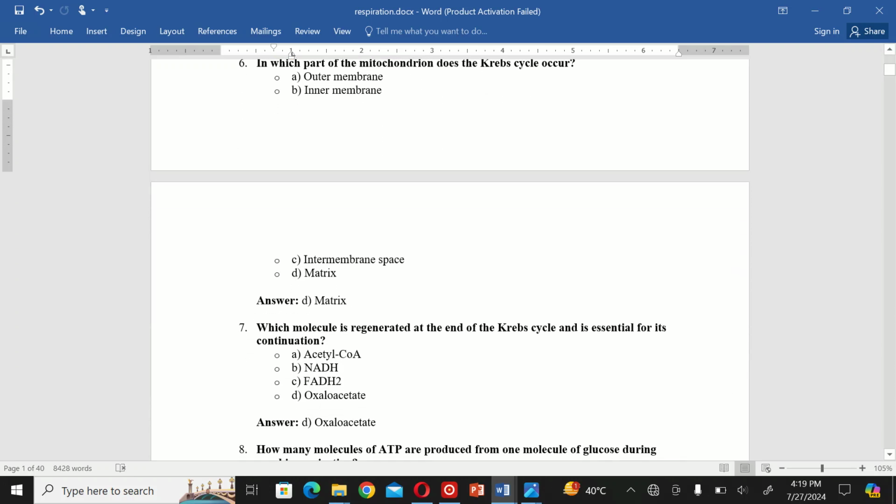The next MCQ is: in which part of the mitochondria does the Krebs cycle occur? A. Outer membrane, B. Inner membrane, C. Intermembrane space, D. Matrix. So the correct option is D, matrix.